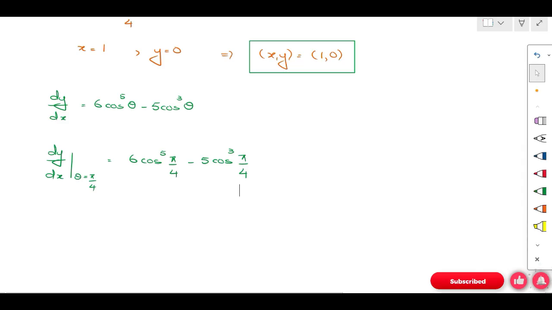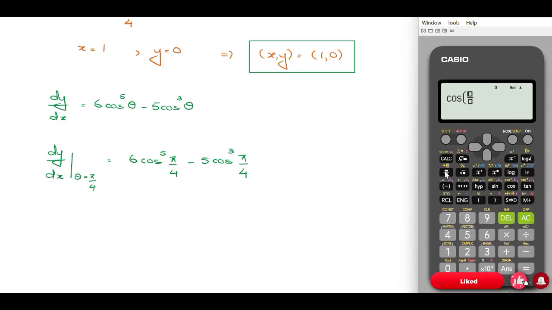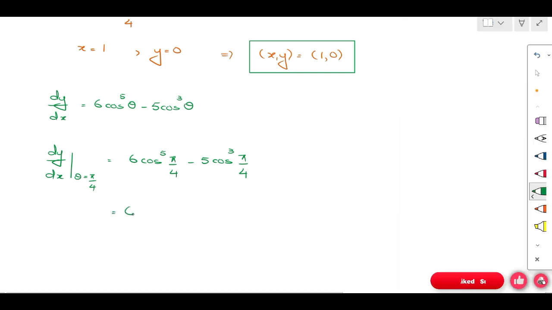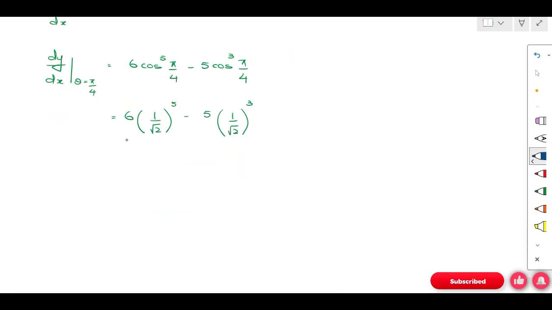What is cos pi by 4? Cos of pi by 4 is root 2 over 2, or 1 over root 2 you can say. So this is 1 over square root of 2, its power is 5, and minus 5 times 1 over square root of 2, its power is 3. Now let me solve the gradient of the curve and then we can do the gradient of normal, because normal is always perpendicular to the tangent. So gradient of curve is basically gradient of tangent, and for gradient of normal we do the negative reciprocal, right?